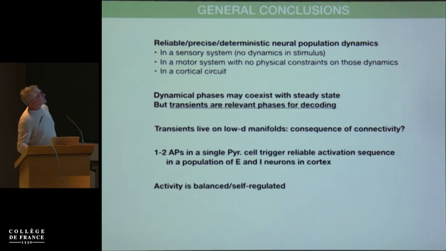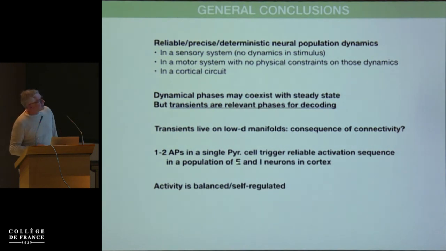So I've shown you this, that there exists reliable deterministic neural population dynamics in 3 different systems that I described. These dynamical phases can coexist with steady states, as I showed you for the olfactory example, but the transients are the relevant phases. The reason why there is a steady state is something we can discuss, but is not totally obvious when looking at it. These transients live on low-dimensional manifolds that can be described, and that presumably, and that's a guess at this point, are a result of the connectivity of all these neurons in the system.